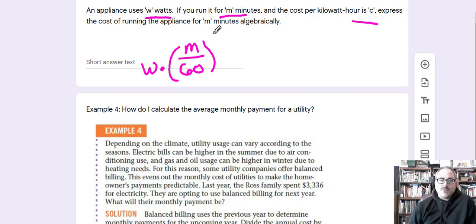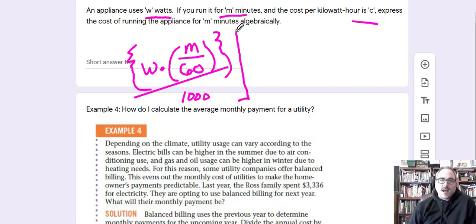And then what are we going to do? Well, then we're going to divide it by 1,000, right? Take this and divide it by 1,000, which will give us the kilowatt hours. And once we get the kilowatt hours, we're going to multiply it by how much those kilowatt hours cost each. All right, so we're going to multiply all that by C.